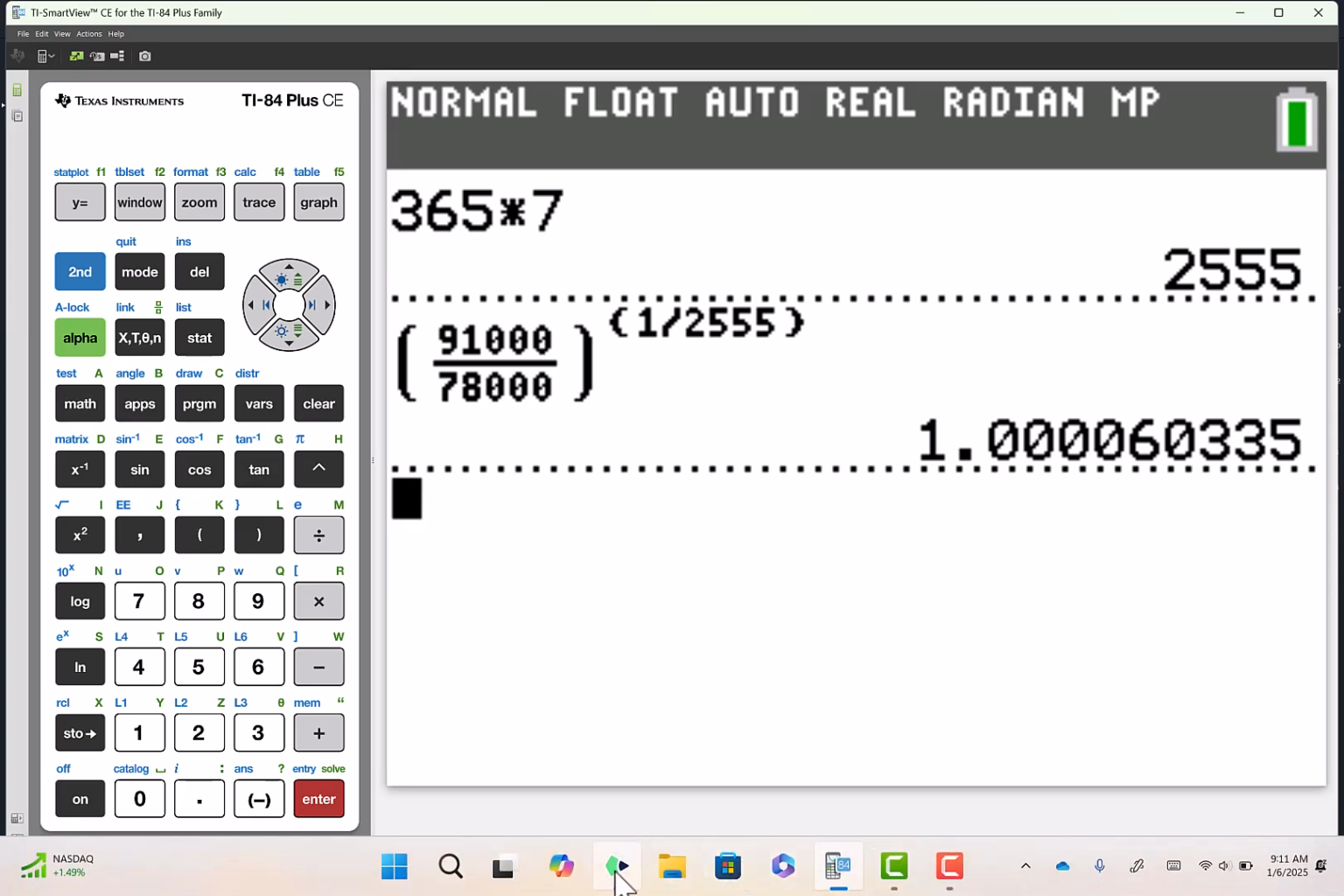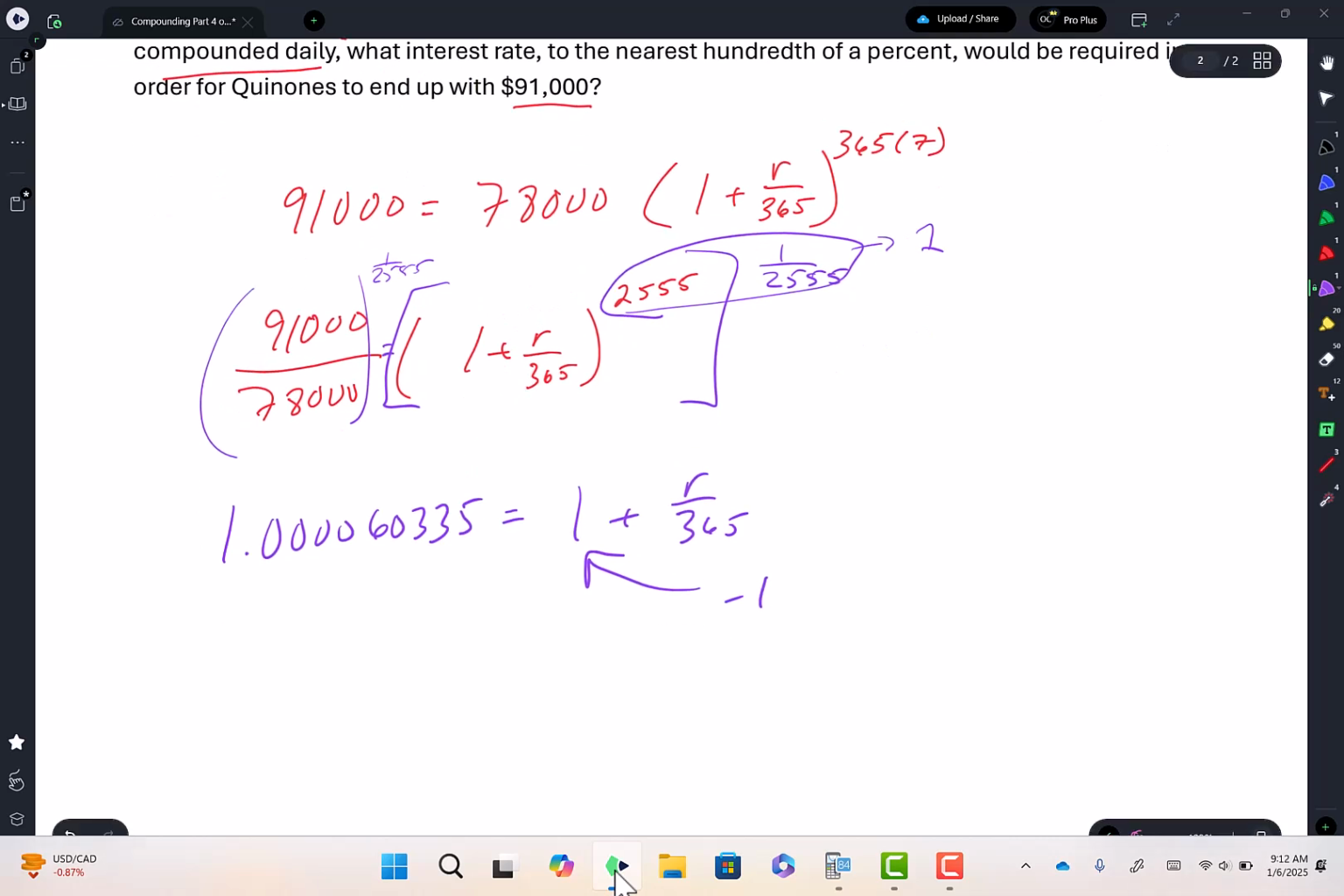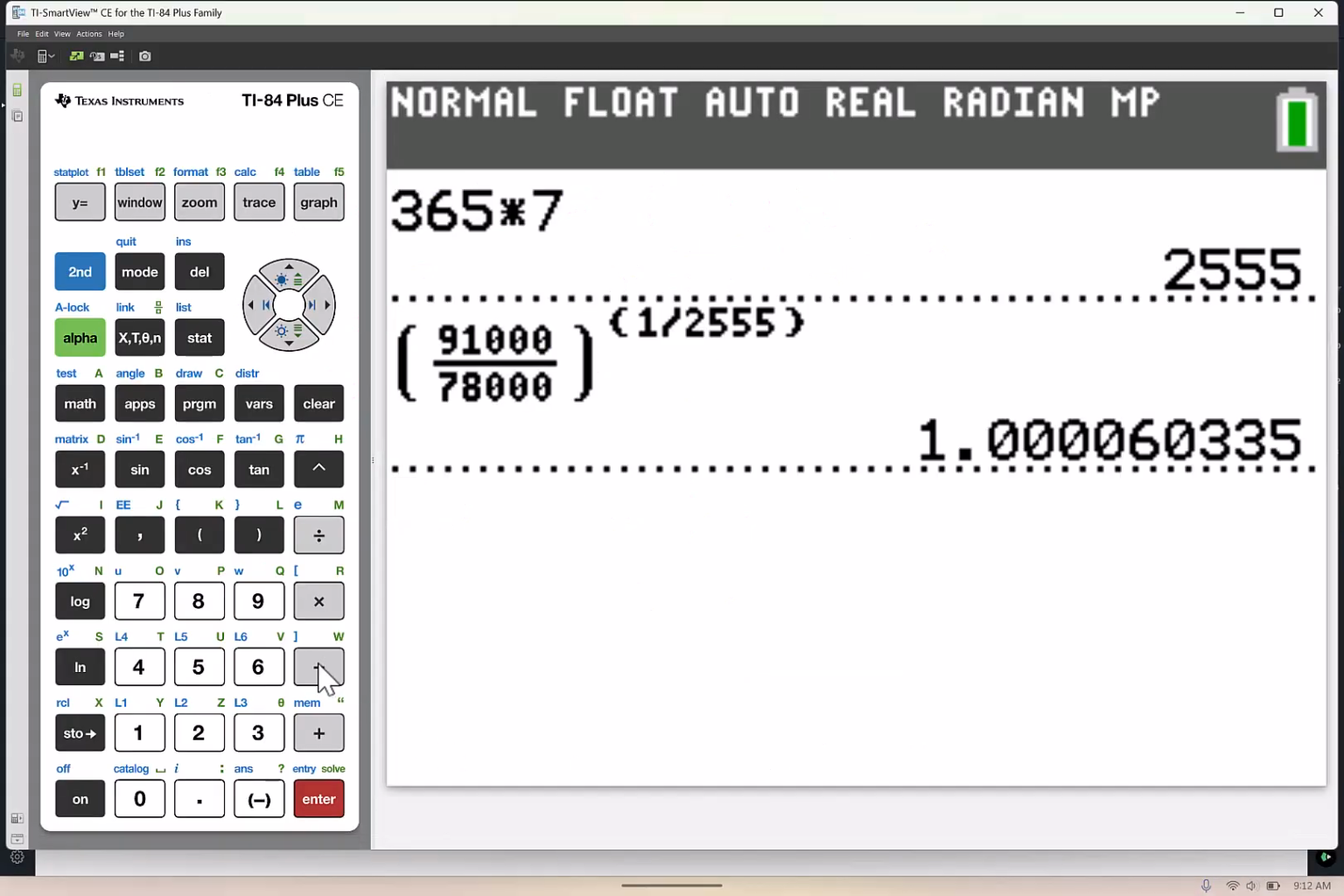1.123460335. Okay, I think I wrote it correctly. Whenever you raise this to this, that's just going to turn to a 1. That's the whole point of that. So you're going to have 1 plus r over 365. The first move is to subtract 1. Whatever you do to one side, do to the other. So I'm going to subtract 1.